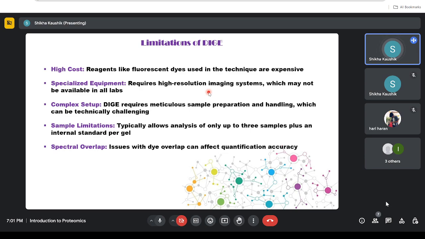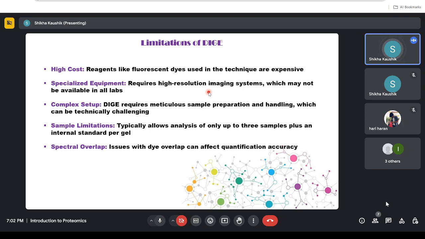Then you require specialized equipment because you have to have all the filters. You have to have an imaging system that will give you high resolution. So your laser should be there, your high resolution imaging system must be there. So you require high cost, specialized equipment to capture the images for these gels.